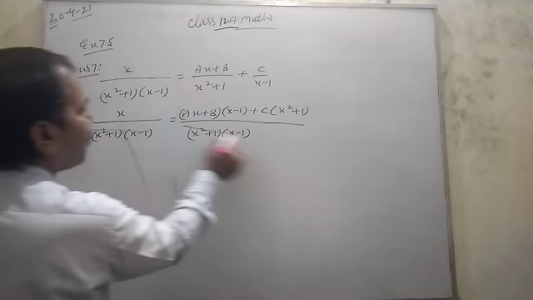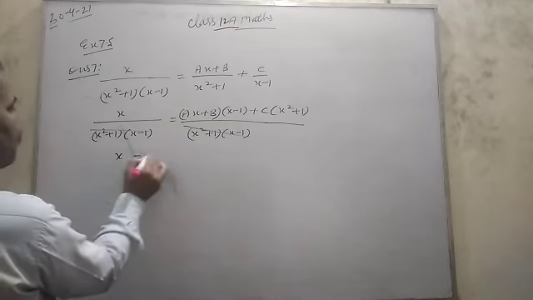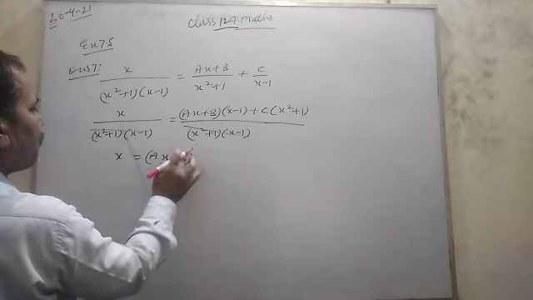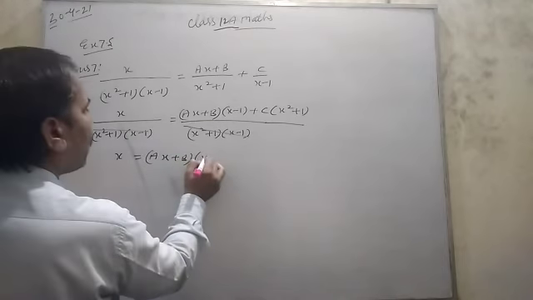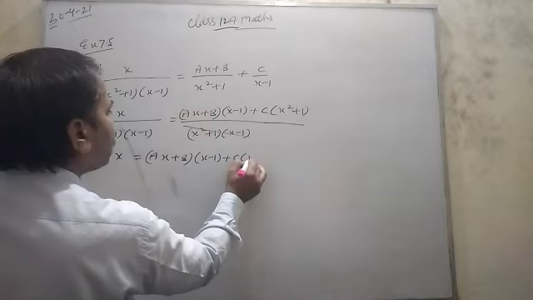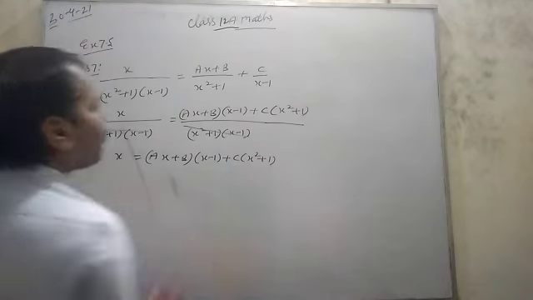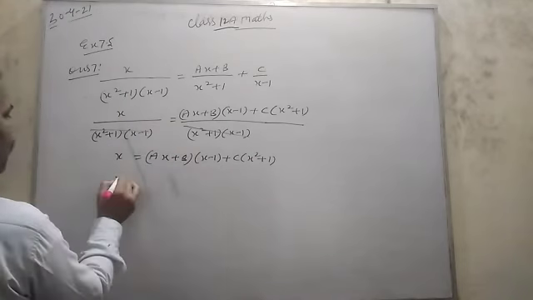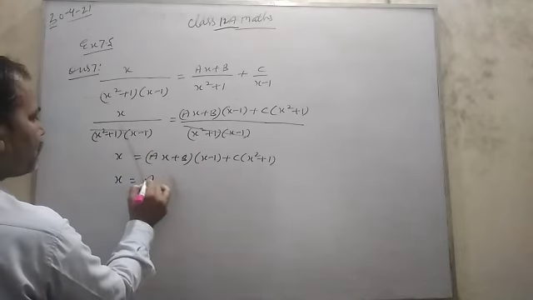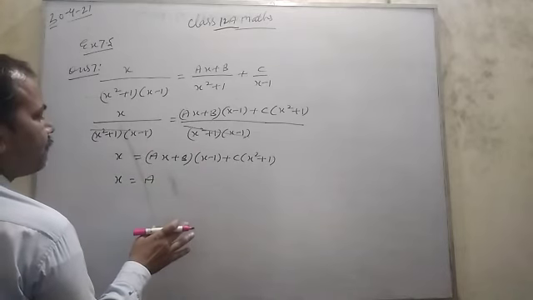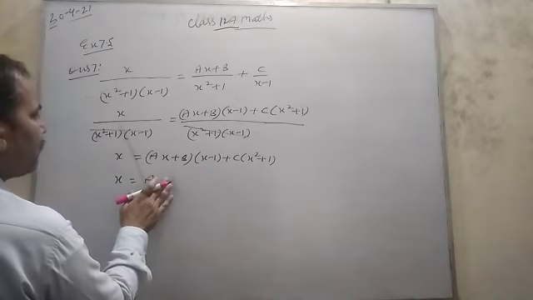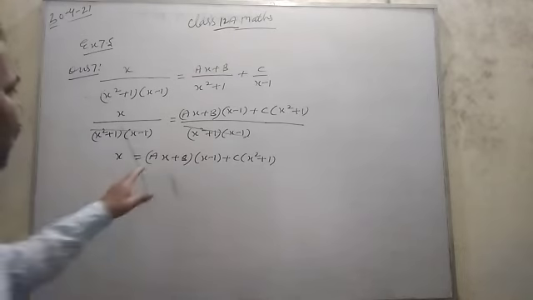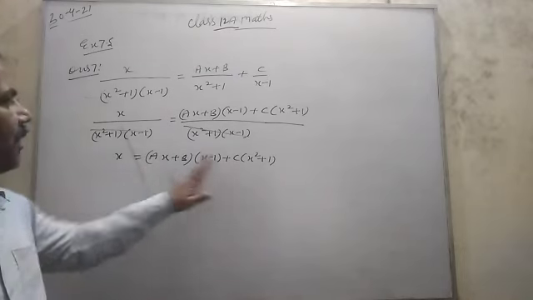Then cancel, so x is equal to ax plus b times x minus 1, plus c times x square plus 1. Okay. So multiply it. First here you have to find a, b and c.